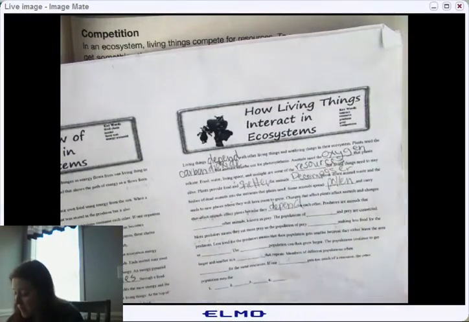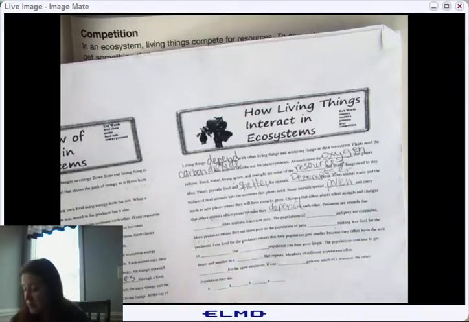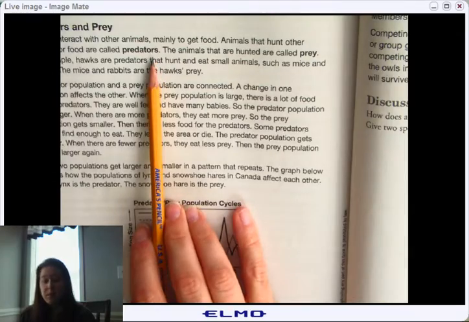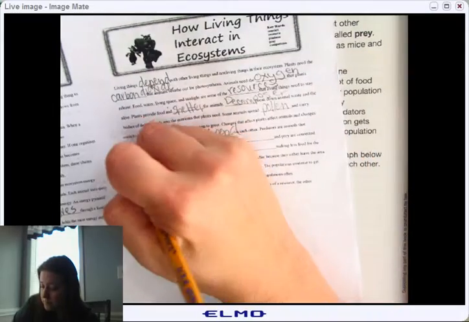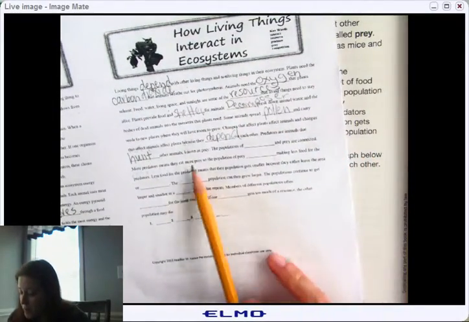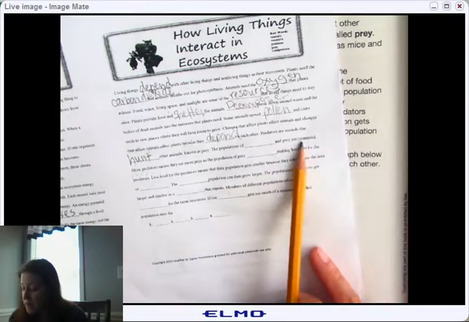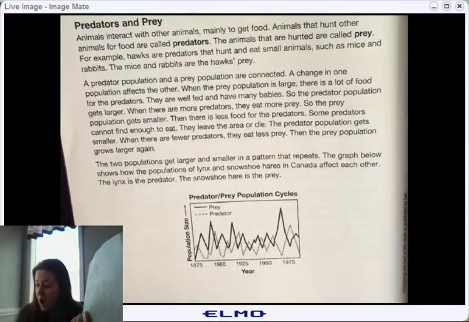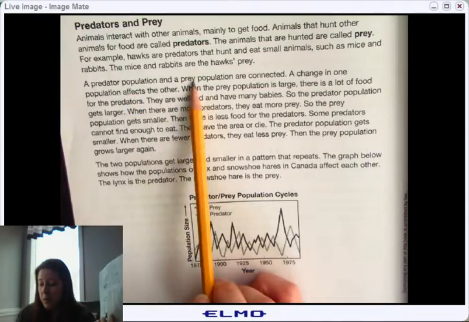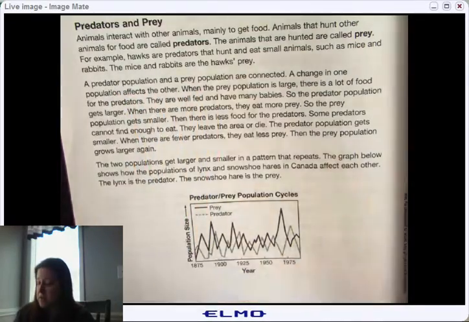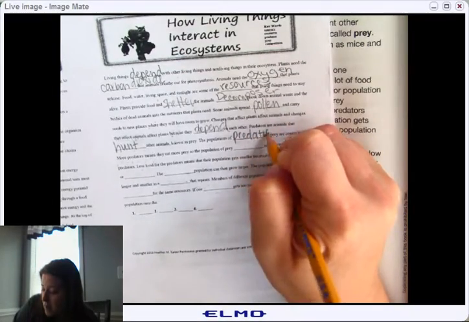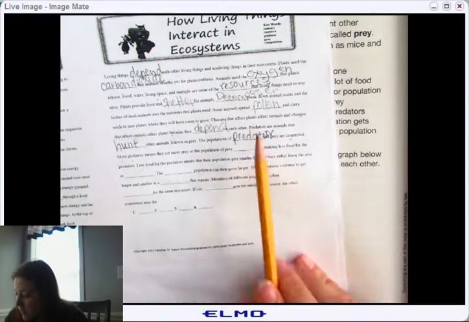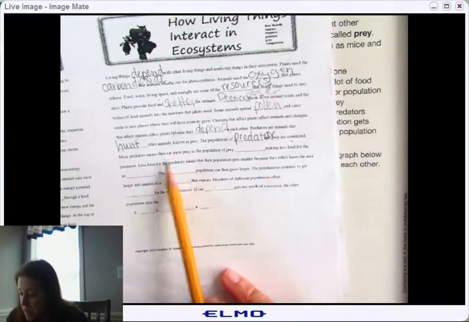So when we turn back and look over here: predators are animals that blank each other. Predators do what? Predators are animals that hunt each other, known as prey. The populations of predator and prey are connected. More predators means they eat more prey.